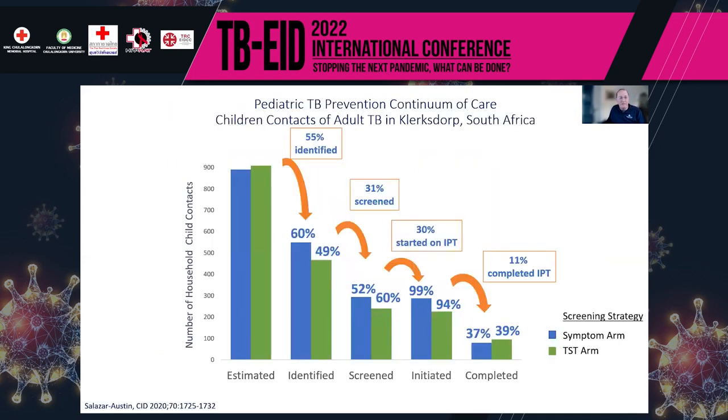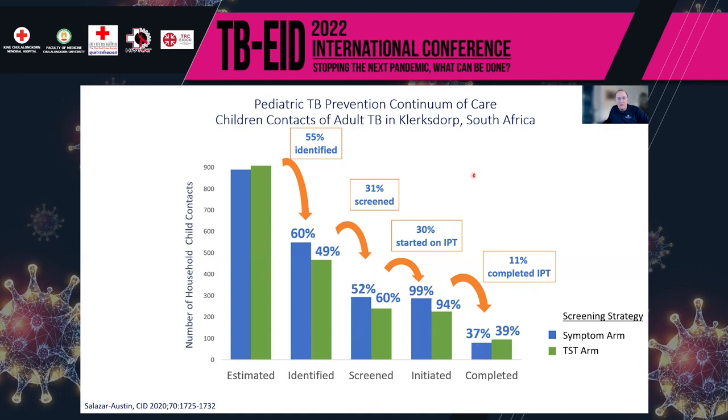What about treatment of exposure to TB in children? This is from a study led by Nicole Salazar Austin at Johns Hopkins, working with colleagues in South Africa, looking at household contacts of adult TB cases in Klerksdorp, South Africa, and showing the cascade of care. And what you can see is that this was a randomized trial looking at two different strategies for reaching these children. But of the household contacts that existed, only half were identified and brought to the clinic. Only half of those were effectively screened. Most of those who were screened were started on INH preventive therapy in this case, but there were very low completion rates.